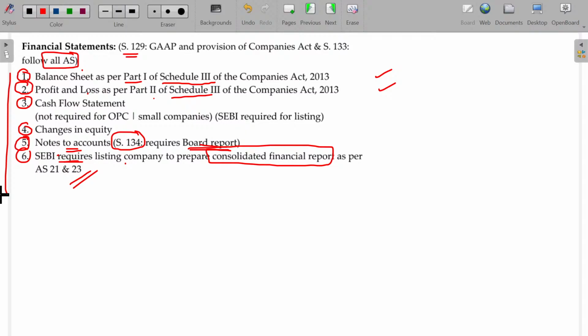Is that okay? So the balance sheet should be as per the format given in Part 1 of Schedule number 3. The P&L account as per the format given in Part 2 of Schedule number 3. The cash flow statement should also be there. Changes in equity also to be given. Apart from that, notes to accounts, and SEBI also requires preparing the consolidated financial statements as per AS number 21 and 23.